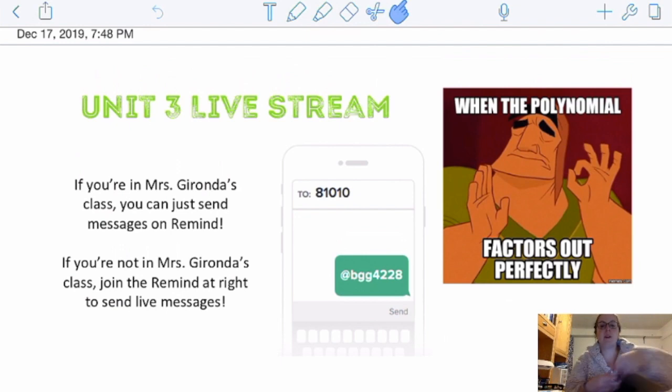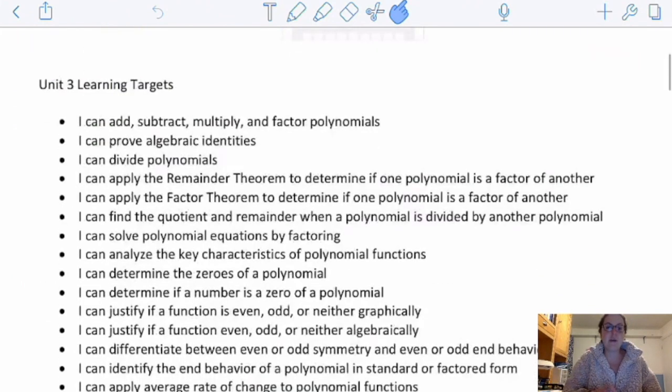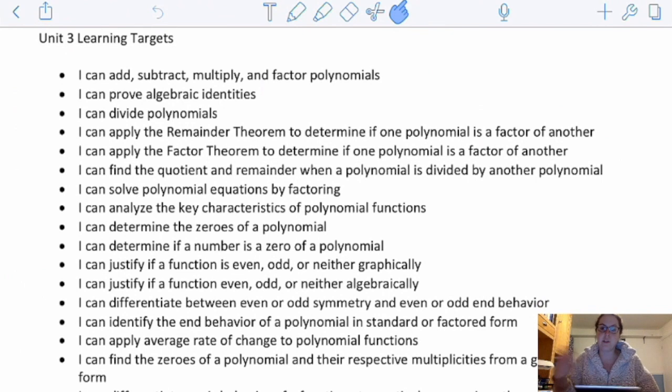The first thing that I want to point out to you guys, and I want you to remember, is that you have learning targets. On your unit overview, if you're in my class, or I think most of your other teachers are doing this too, you have a unit overview that has learning targets on it. It's where we do our warm-ups in my class. This has a list of all the things you need to be able to do, and you can use this to check off as you study. So I can add, subtract, multiply, and factor. I can do that. I can prove algebraic identities. I can do that, right? And as you're studying, you can go through and make sure that you know everything you need to do.